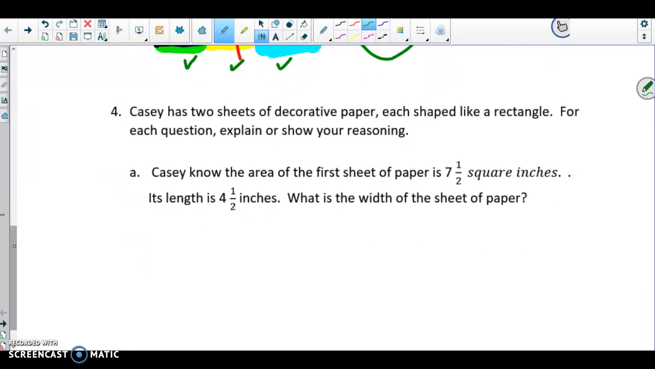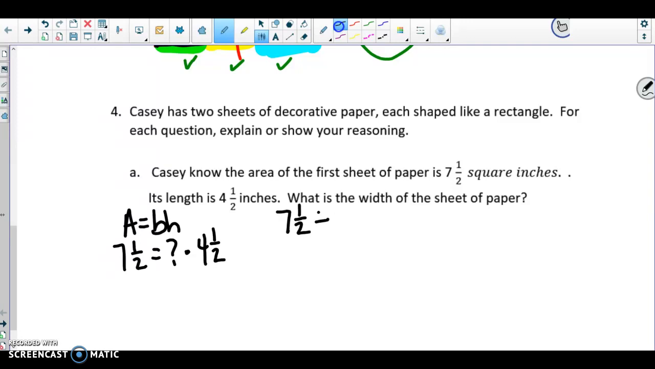Its length is 4.5. What's the width? Well, here's what I have to remember. I have to remember that the area of a rectangle equals length times width, or base times height, is what we've been doing. And so if I know my answer is 7.5, and we're taking something times 4.5, that means I have a division problem here as well. So my division problem should be 7.5 divided by 4.5.